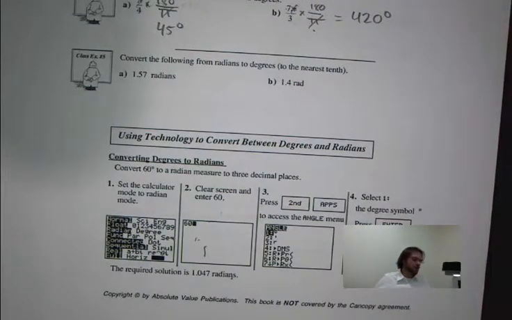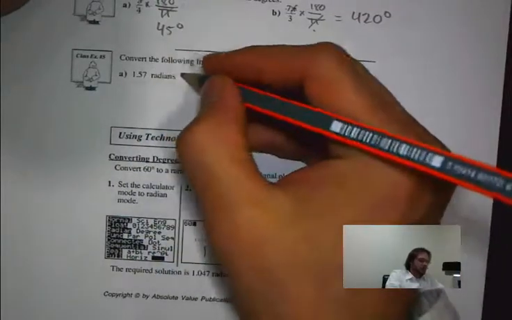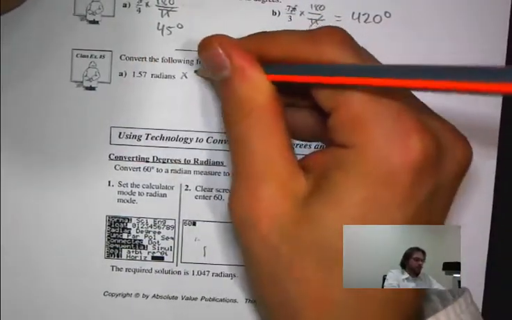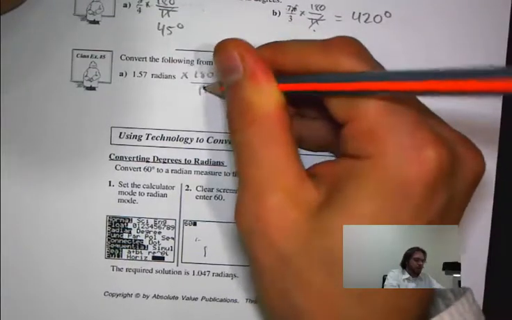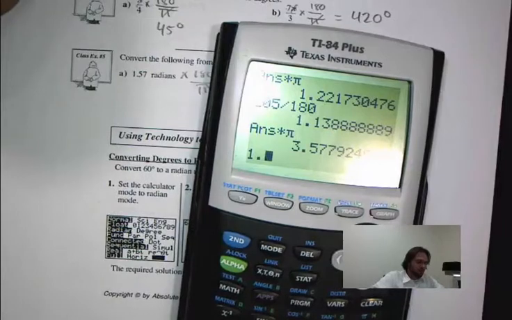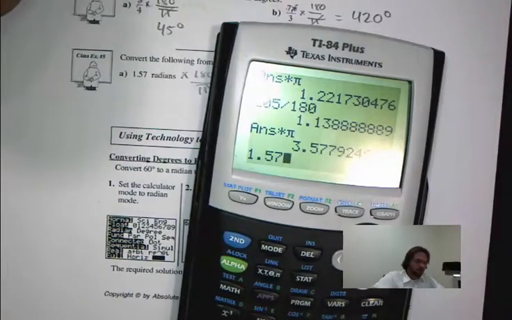Okay? The next one says, convert the following from radians to degrees to the nearest tenth. Okay, so we want degrees to the nearest tenth. So if I have 1.57 radians, well, that's in terms of pi. So I have to multiply by 180, divide by pi. We'll try and get rid of the pi's. So I go 1.57, multiply by 180, and then I'm going to divide by.